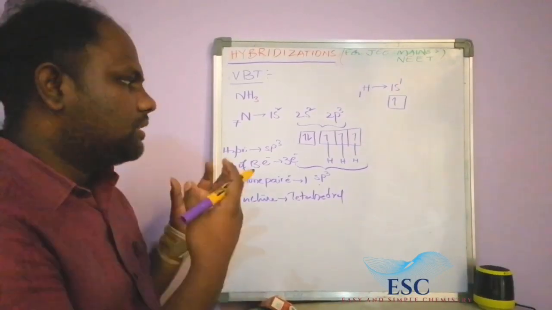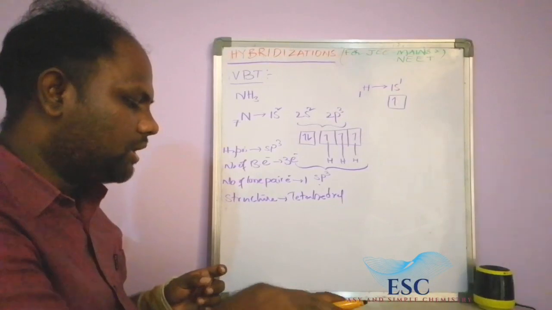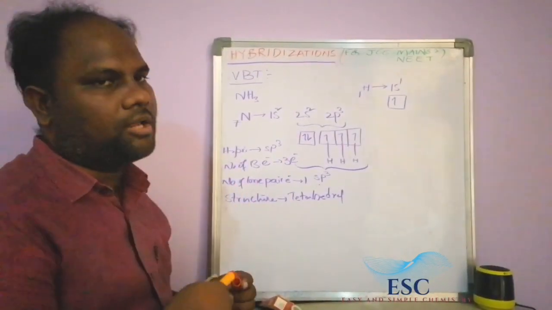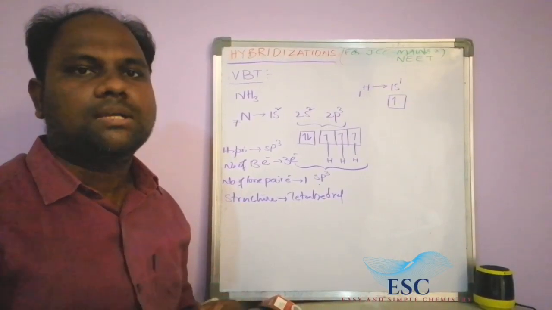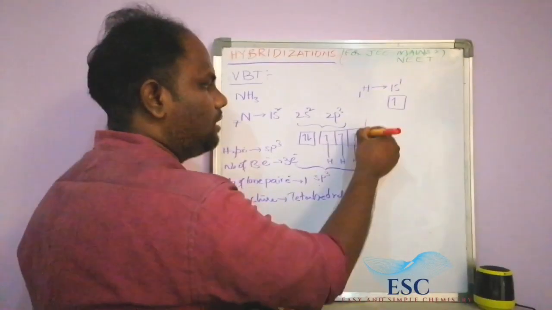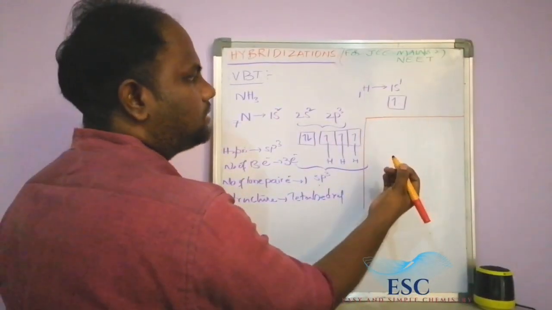Okay, this is the identification of hybridization and data by using VBT. But it will take us minimum 5 or 10 minutes. But for the entrance examination we are going to use the shortcut method. This total data we can solve within seconds, within 10 seconds.